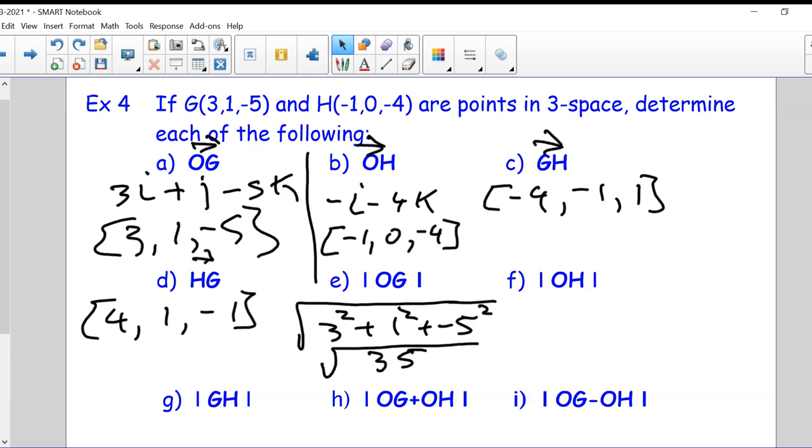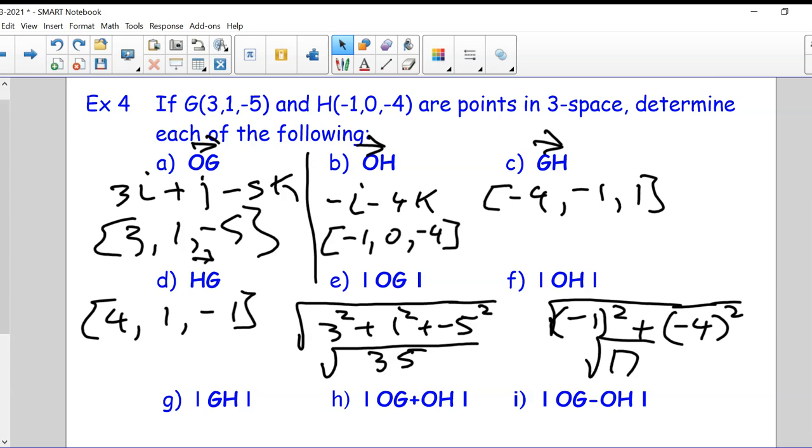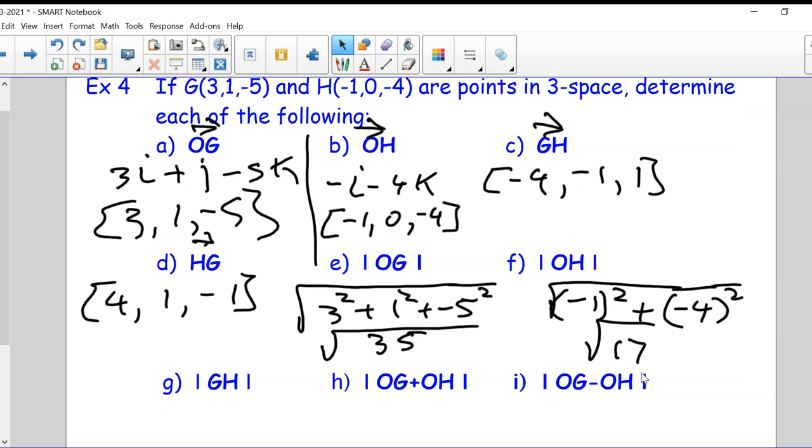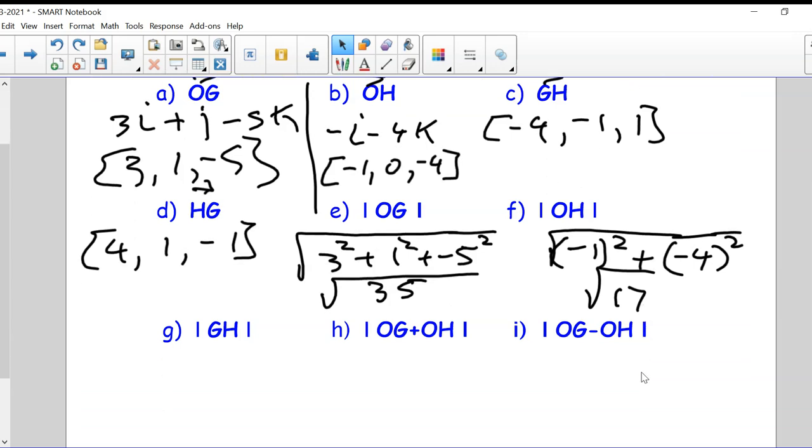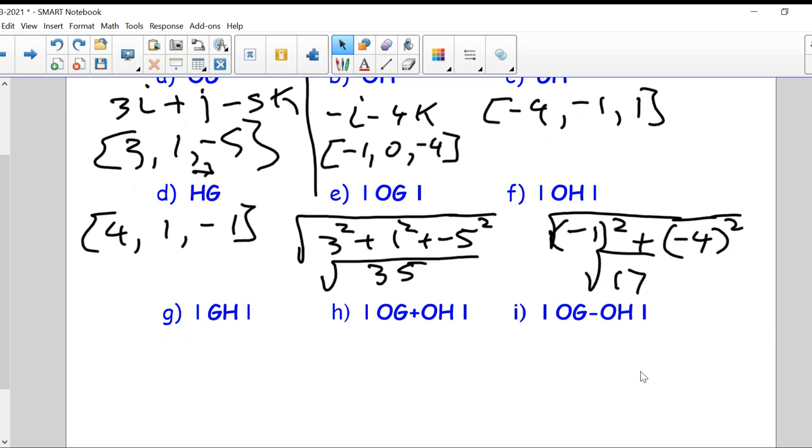All right. The OH vector, same thing. I'm going to take the square root of the minus 1 squared plus the minus 4 squared. Okay. And that would give me, let me see, 16 square root of 17 is what I'm getting from that. That doesn't look like 17. Hang on. All right. 16 plus 1. So in every case, all I'm doing is simply taking the components and squaring each of the parts of the components.